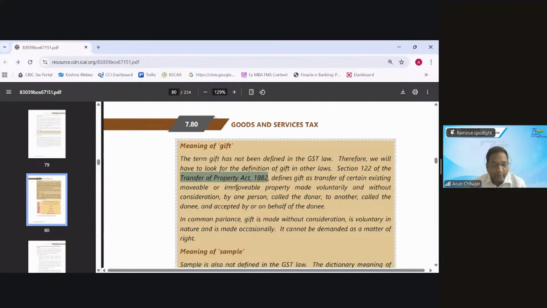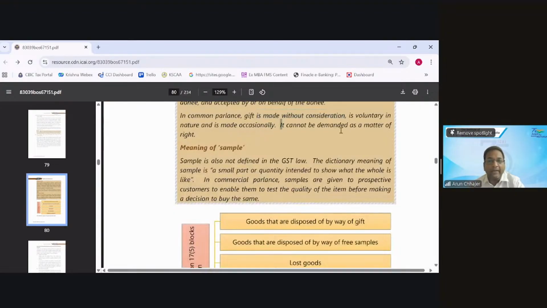Gift can be movable or immovable, made voluntarily and without consideration by one person called the donor to another person called the donee, and accepted by or on behalf of the donee. In common parlance, a gift is made without consideration, should be voluntary in nature, and occasional. It cannot be demanded as a matter of right. Suppose on Diwali all employees were given a gift and I did not get one, I cannot sue the company and take that gift. No, it is voluntary.